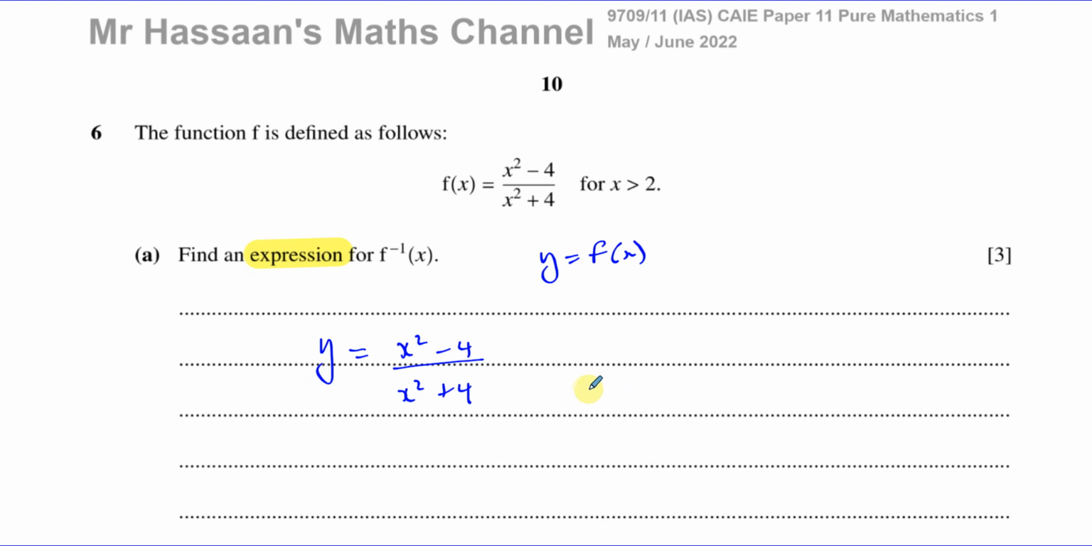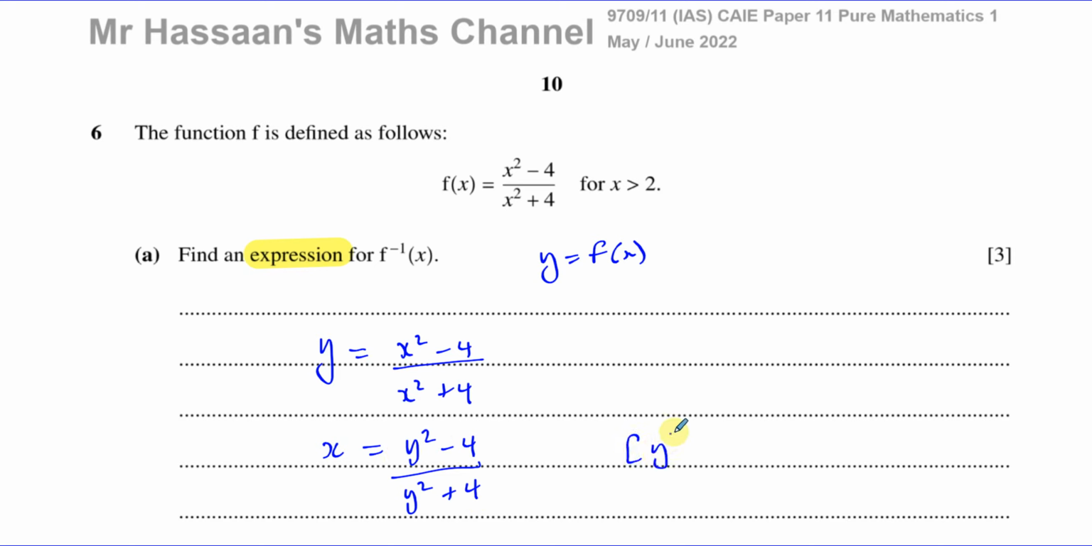Now what I like to do is replace the x and y at this stage so I don't forget at the end. So I'm going to swap the x's and the y's. Wherever I see x, I'm going to call it y, and wherever I see y, I'm going to call it x. So x squared becomes y squared, and this x squared also becomes y squared. So you end up with x equals y squared minus 4 over y squared plus 4.